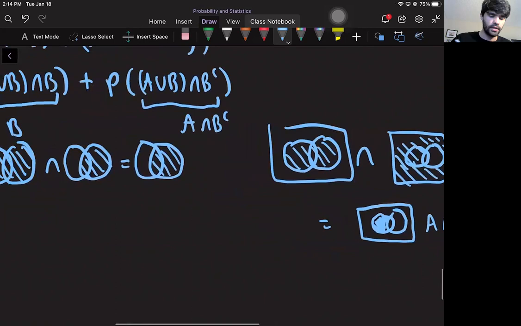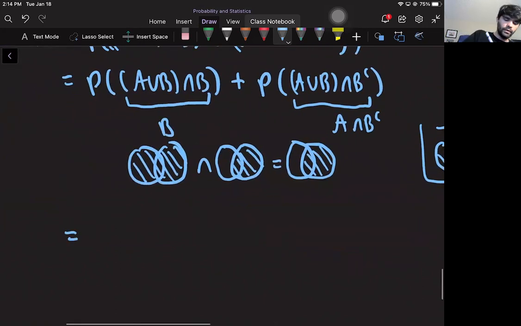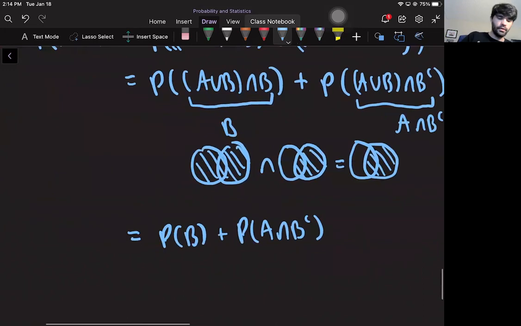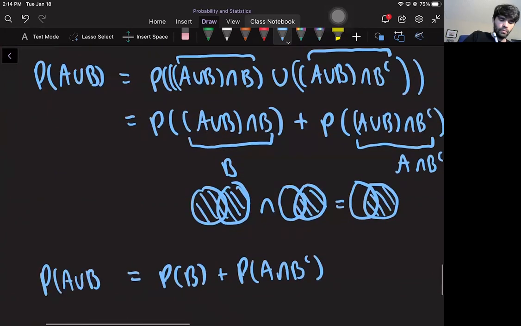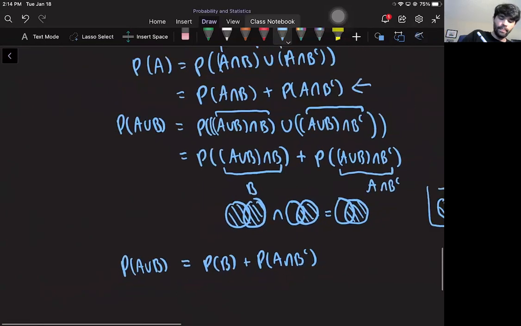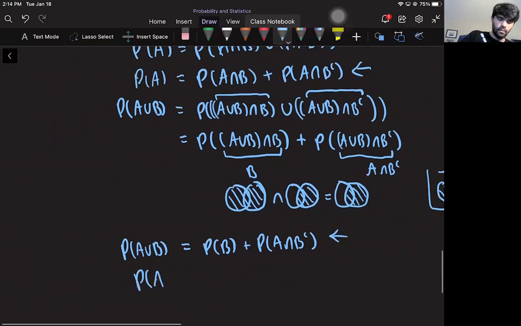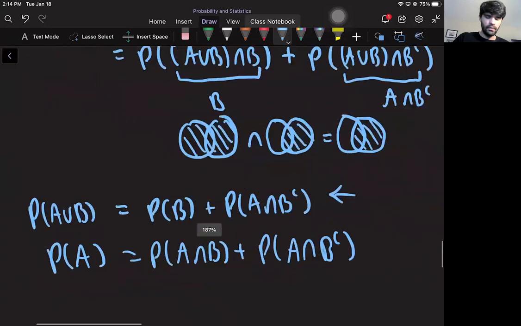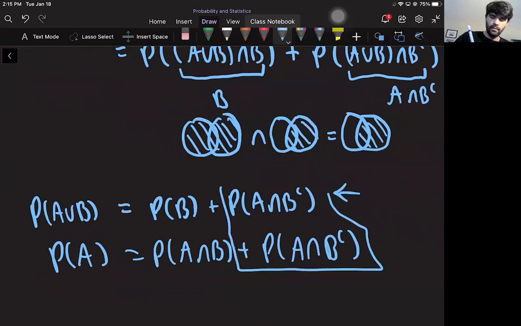Okay, so that's why that's going to be that. So let me just simplify it. P of B plus P of A intersect B complement. That is for this one. Okay, so now we have these two equations, and we're going to stick them together. Let me just write this one underneath it so we have them right next to each other. And you'll notice that they both have this term in common here.